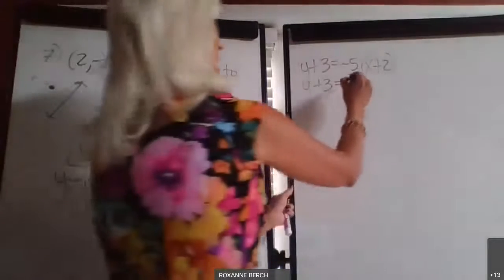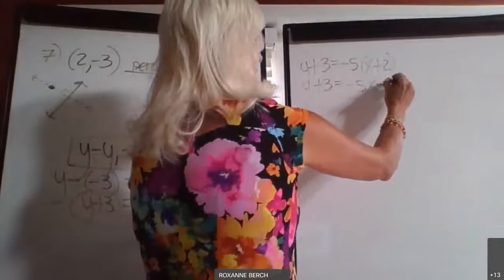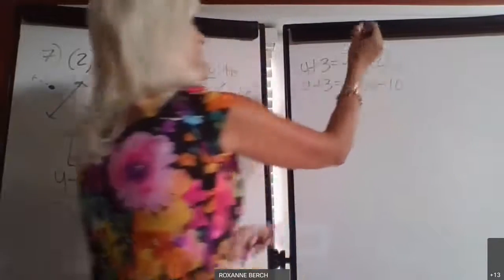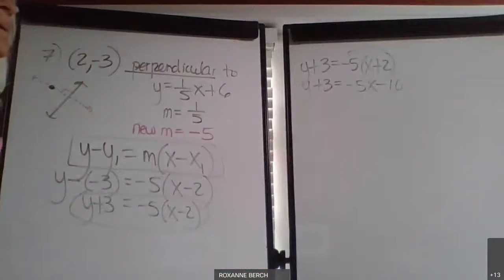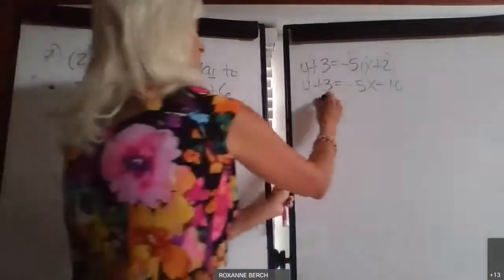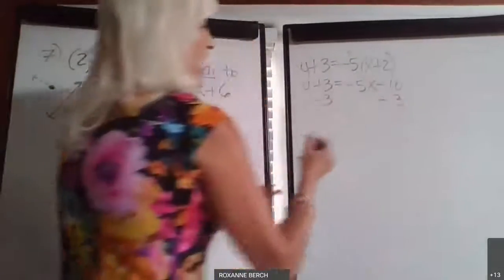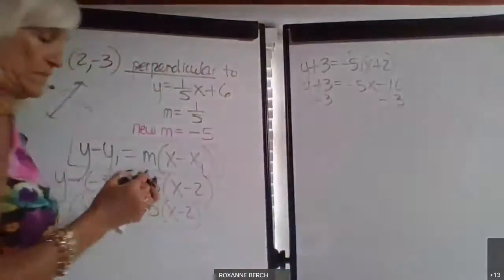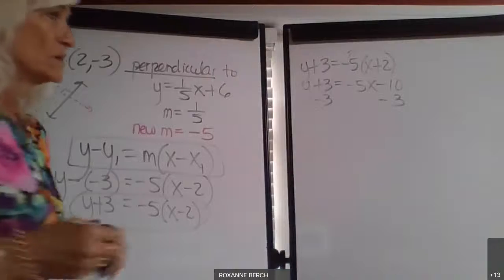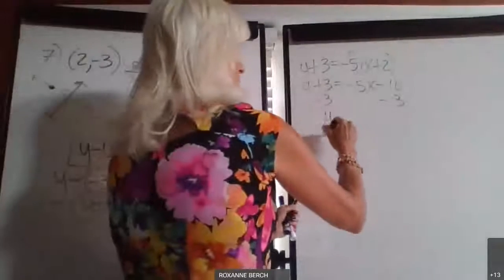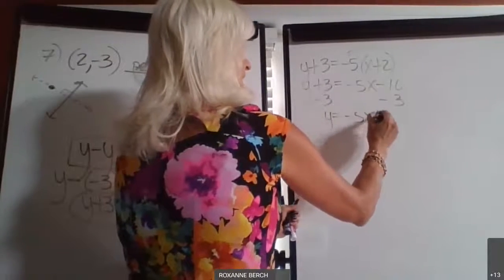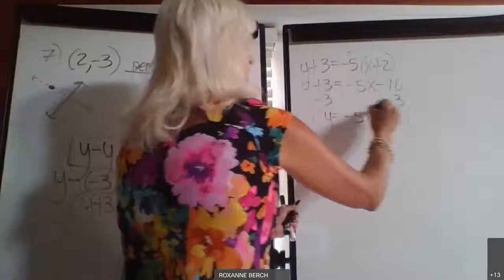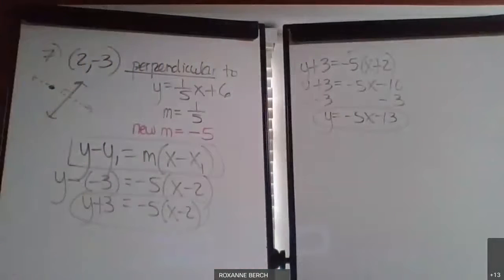So this would be negative 5x minus 10 when you distribute. Now get rid of the 3. So when you get rid of the 3, now see how it goes away? So now we're done. It's y is equal to negative 5x minus 13. So distributing first makes the problem easier.